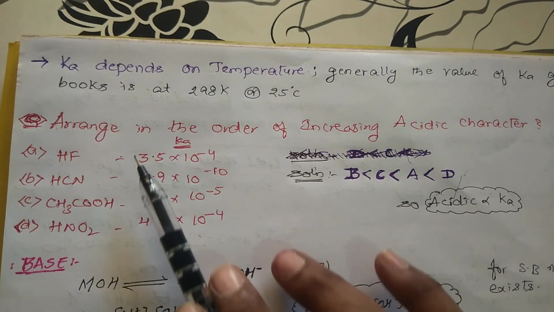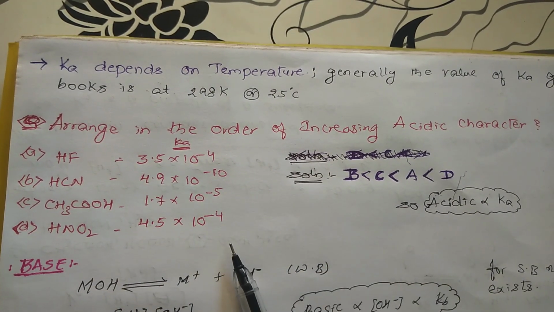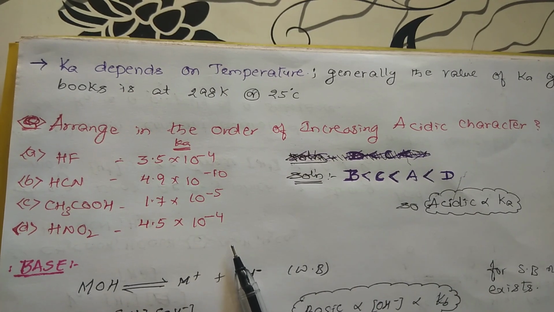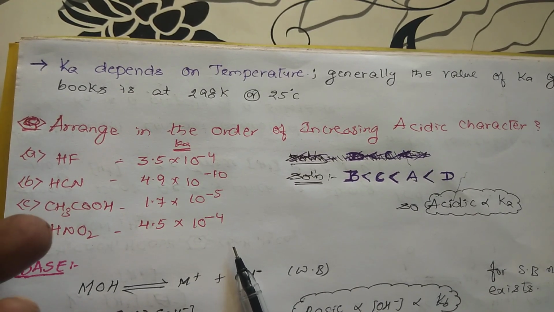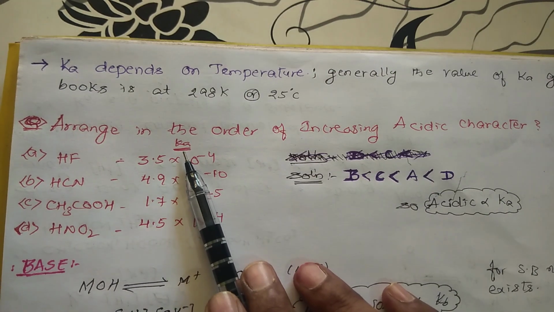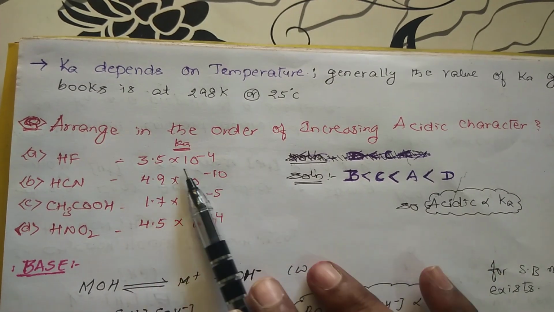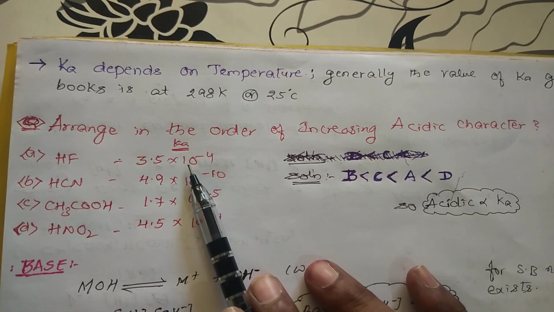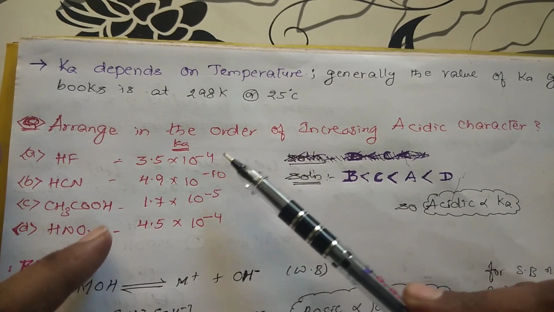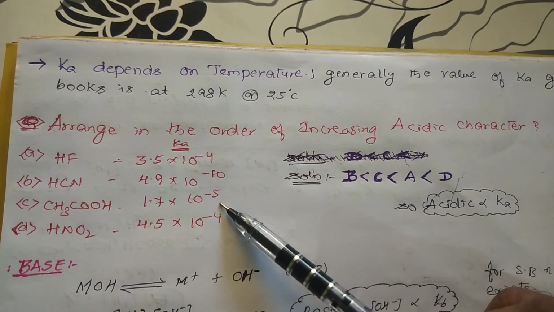Okay, students. Among these, you should arrange which is having more acidic character. We know that the more the number of H plus, the more will be the acidic character and the more will be the value of Ka. So among these, the one having the greater Ka value will be more acidic in nature. Suppose you compare these: 10 power minus 4, 10 power minus 10, 10 power minus 5, 10 power minus 4.